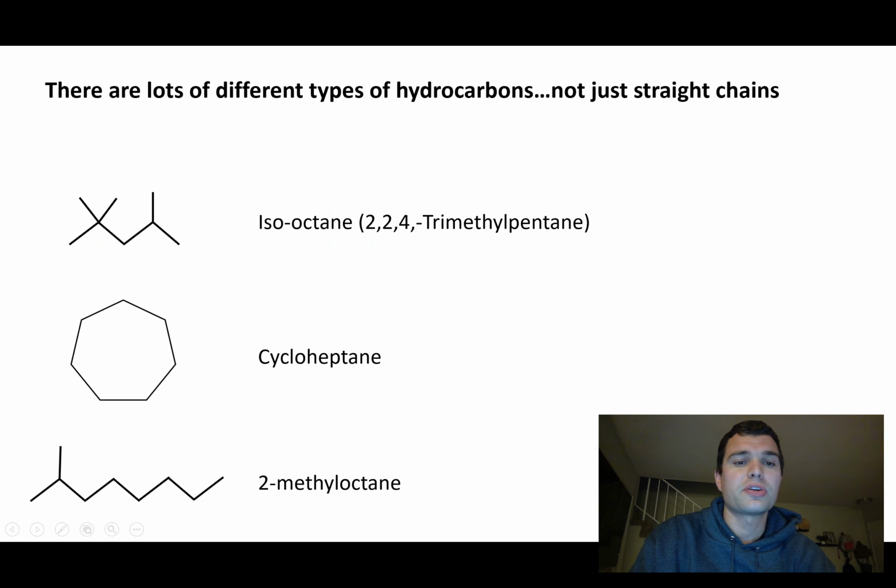So I don't want you to think that there's only straight chains of hydrocarbons. They can come in all different kinds of varieties. Here's just 3 other ones to give an idea. Isooctane, also called 2,2,4-trimethylpentane, cycloheptane, connected in a ring, and then 2-methyloctane.